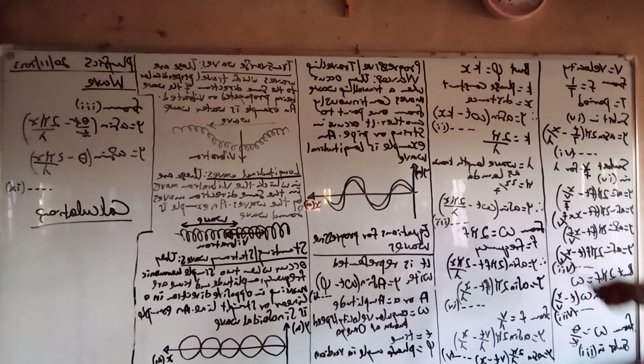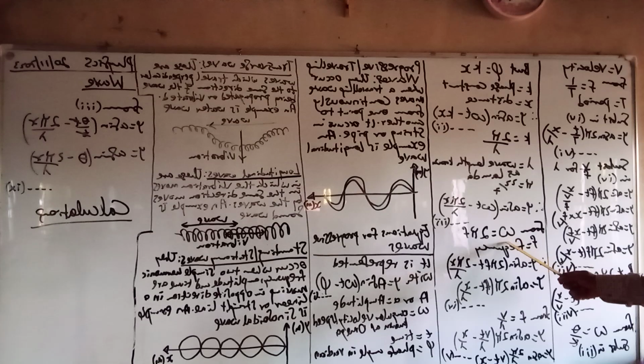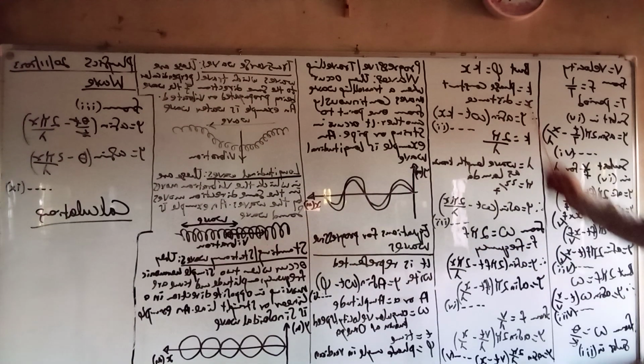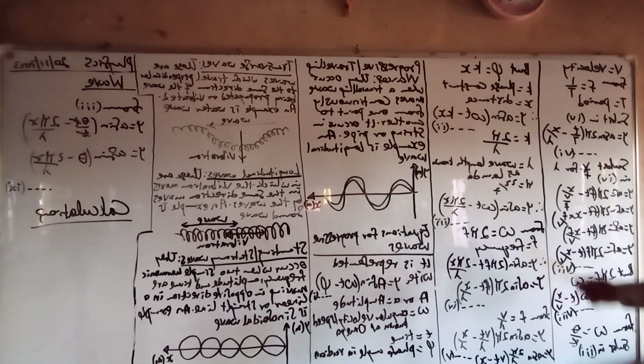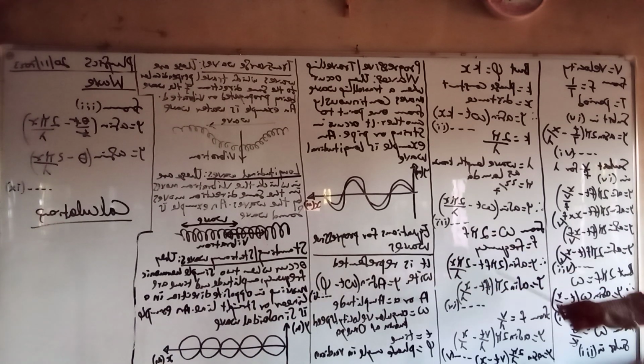Then from the formula omega equals 2 pi f, one of the formulas for calculating omega, we use it to replace omega in this equation 2. Then we now have y equals a sine bracket 2 pi ft minus 2 pi x over lambda, where f is frequency.